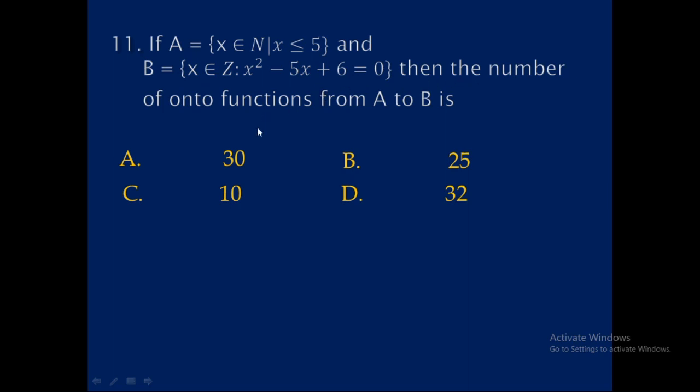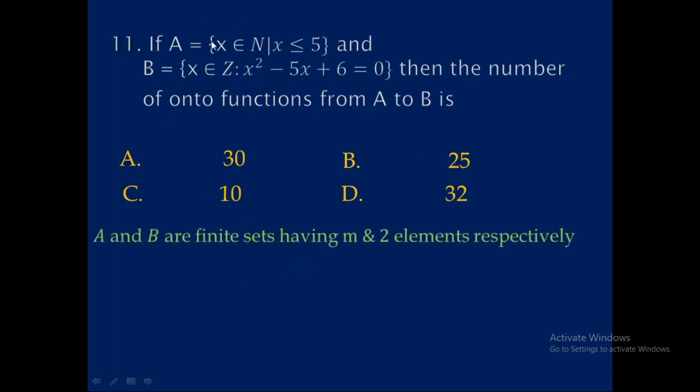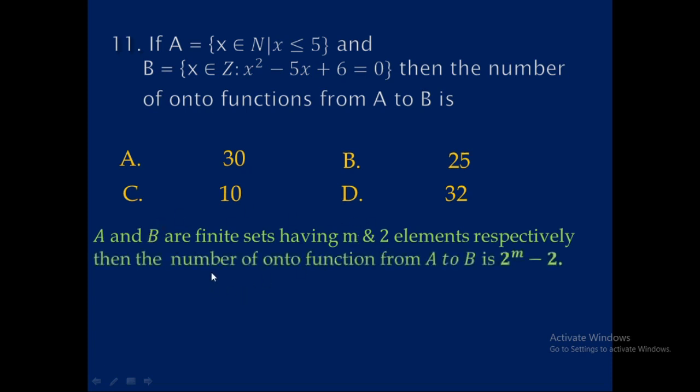Find the number of onto functions from A to B. Here the given sets are in set builder form. First find the number of elements of A and the number of elements of B. A and B are finite sets. Here just recall the results. A and B are finite sets having m and 2 elements respectively. It means the number of elements of A is m, the number of elements of B is 2, then the total number of onto functions from A to B is always equal to 2 raised to m minus 2.